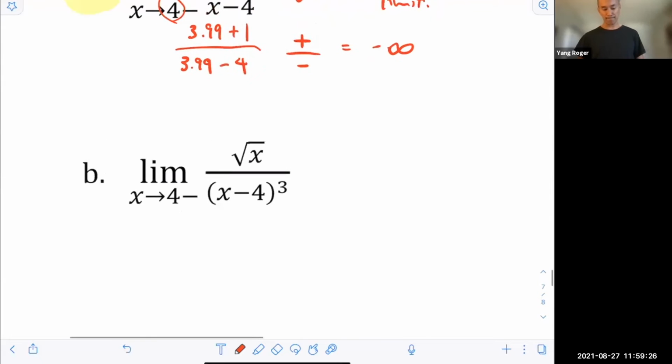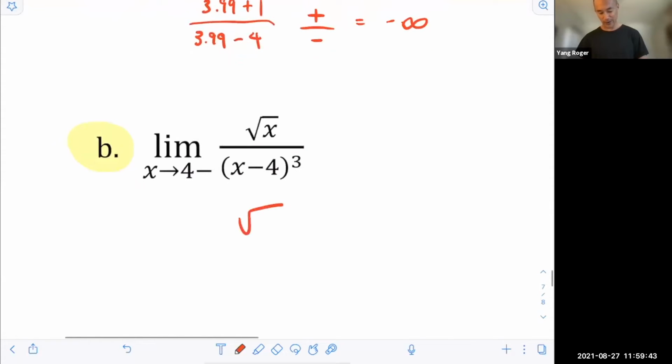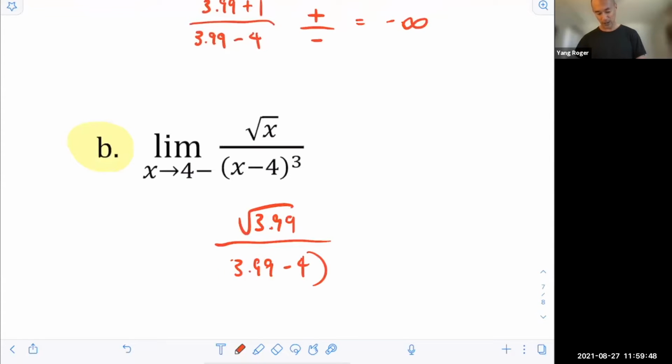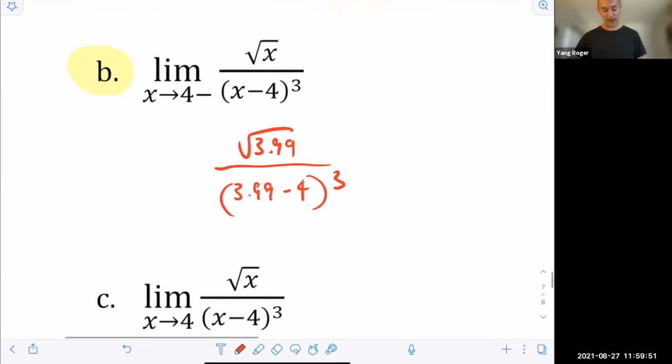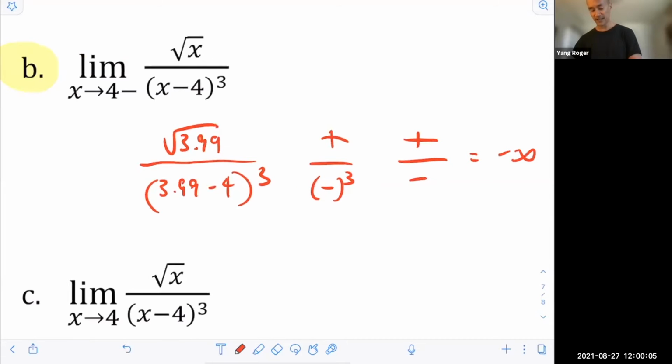Let's take a look at B. Oh shoot, we have 1 minute. It's okay. Let's just do it real quick, okay? So again, I'm going to plug in 3.99, right? So then this is going to be square root of 3.99 over 3.99 minus 4 cubed. What's the sign of the numerator? Positive. What's the sign of the denominator? It's going to be a negative number cubed, but that's going to give me still a negative number. So this is negative infinity.